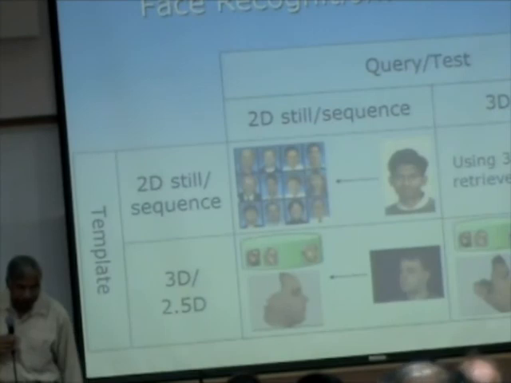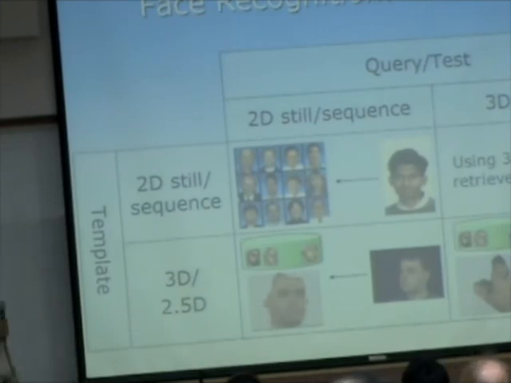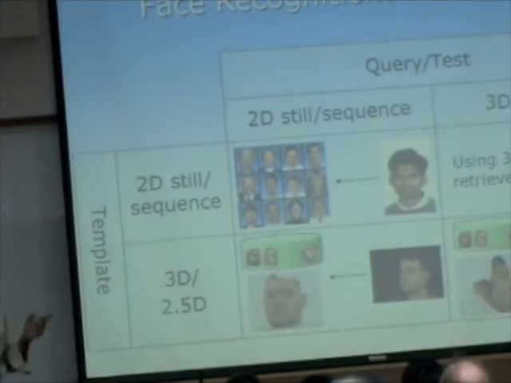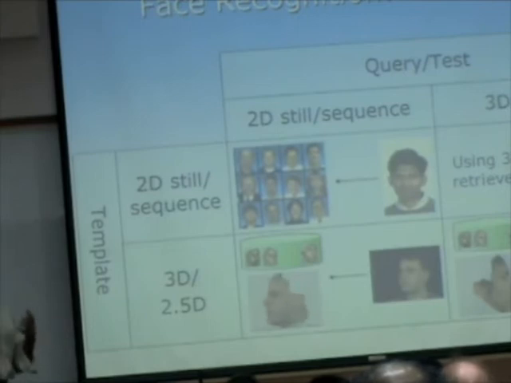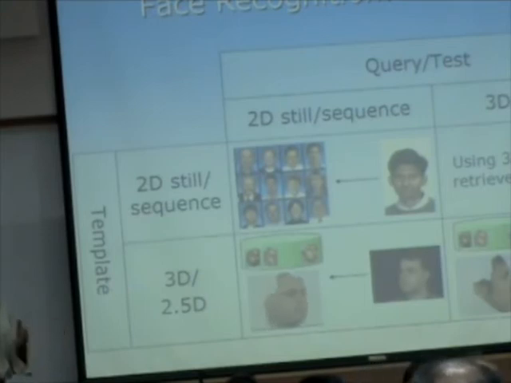So the most common scenario for designing a face recognition system is to match a two-dimensional image to a two-dimensional image. That is, what you have in the database is a two-dimensional image, like the driver license scenario. And what you want to match, a test image or a query image, is also two-dimensional. And it turns out that's the most difficult problem right now.